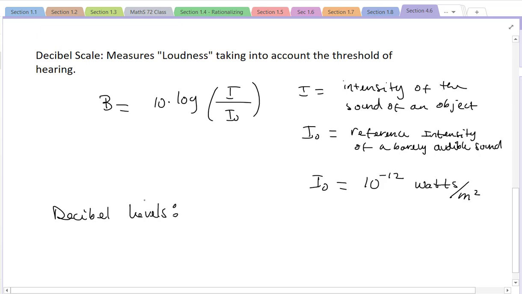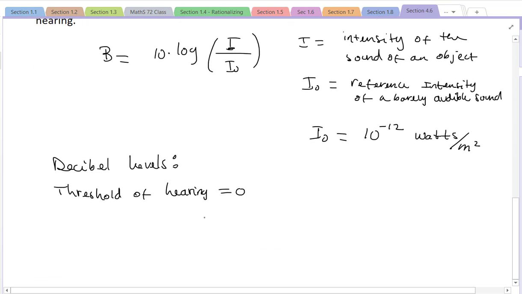So the threshold of hearing is 0. So the decibel level will be 0. And that's essentially the ratio of the intensity of an object, so it will be the same, I0 over I0. So it will be 10 to the minus 12 divided by 10 to the minus 12. So you get log of 1, and the log of 1 is 0. So that's the threshold of hearing.